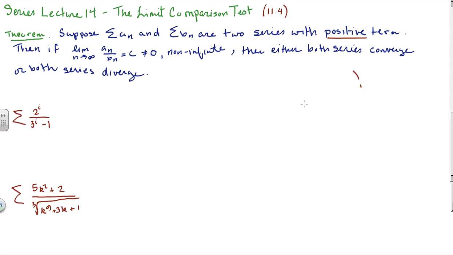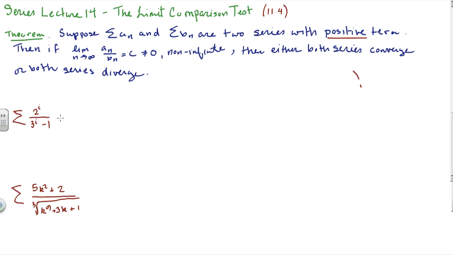And the idea is we're going to know whether or not one of them converges. And if we can show that the limit as n goes to infinity of the ratio of the terms is equal to some non-zero, non-infinite number, so it converges to some finite number bigger than 0, then we can say either both series converge or both series diverge. They're both doing the same thing. That means they're going to zero at basically the same rate if the ratio converges to a non-zero finite number.